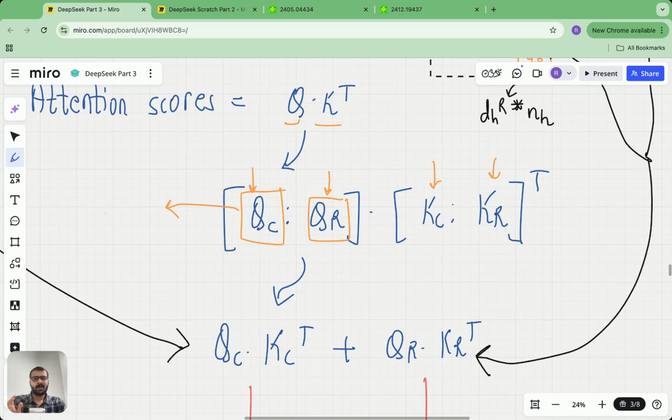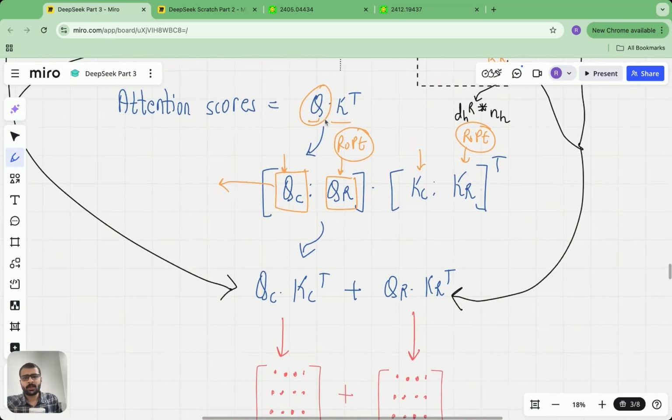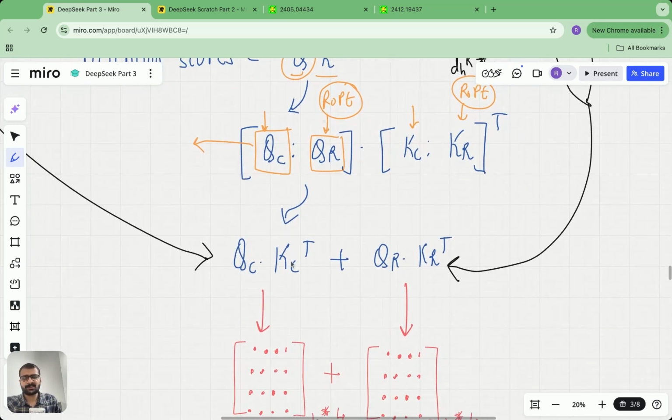So if you think about it, now my total query matrix is composed of two query matrices. One query matrix where rotary positional encoding is not applied, that is QC, and one where rotary positional encoding is applied, that is QR. Similarly, KC is my keys matrix where rotary positional encoding is not applied, and KR is my keys matrix where it is applied. So now my Q is the concatenation of these two and my K is the concatenation of these two, right? So if I take a dot product of queries multiplied by keys transpose, this can also be written as QC multiplied by KC transpose plus QR multiplied by KR transpose.